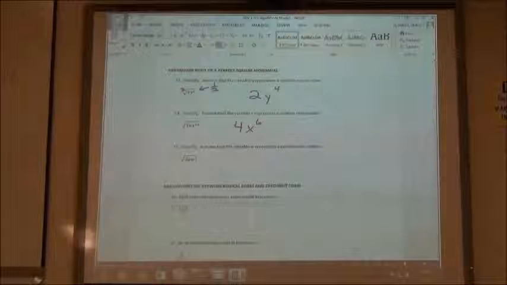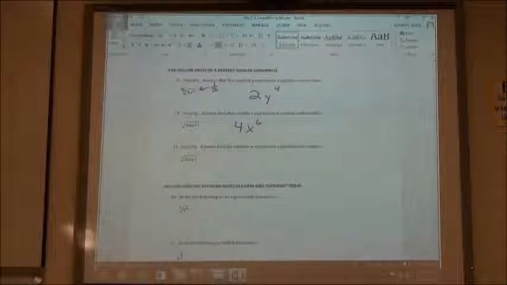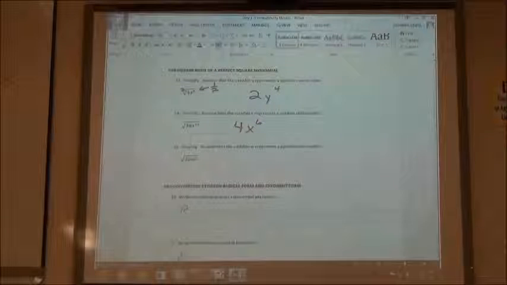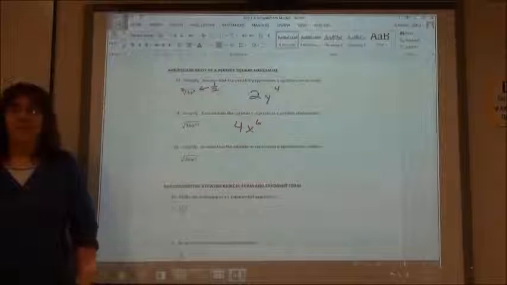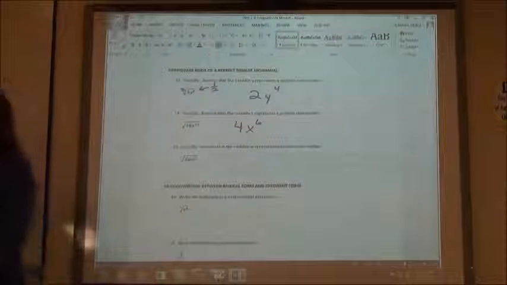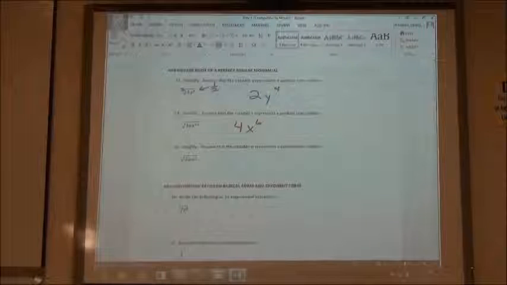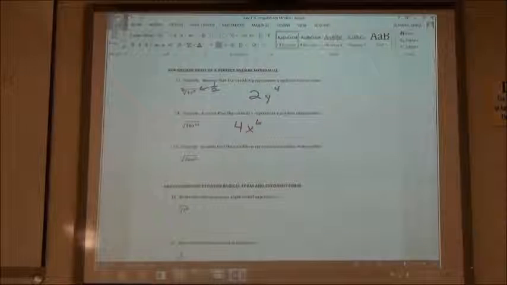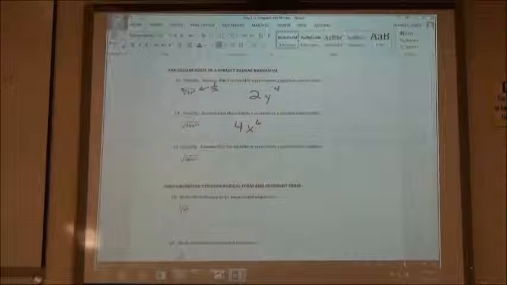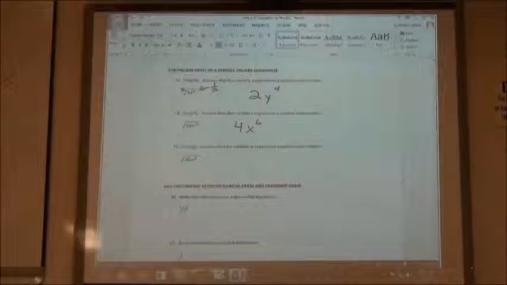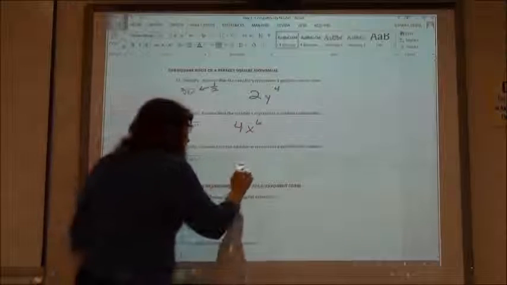So what would be the square root of 36w squared? No, wait, let me think. What's the square root of 36? What is the square root of 36? Six, right? 6 times 6 is 36. You do have a square root button on your calculator. It's right over here, right next to the fraction button. So the square root of 36 is 6, because 6 times 6 is 36.